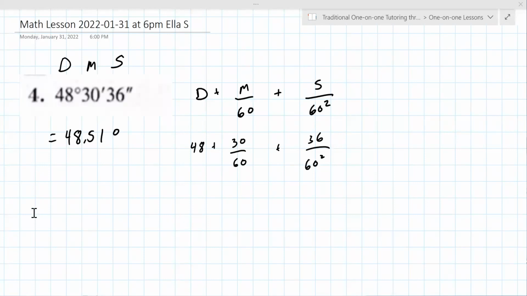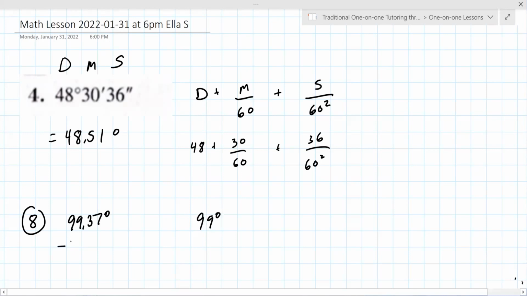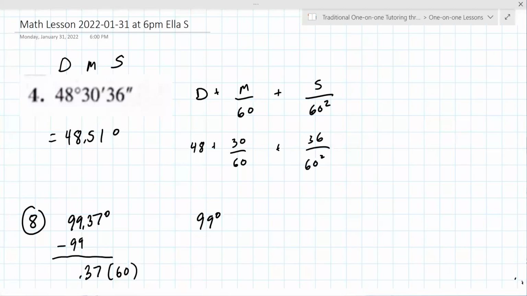So 8 is going the other direction. It's saying if I give you 99.37 degrees, we're going to convert this to degrees, minutes, and seconds. So the degrees in this case is 99 degrees. So you subtract out the 99 and you're left over with 0.37. To get the minutes, you multiply this number by 60. So 0.37 times 60 is 22.2. And that's the 22 minutes. That's your next number in this expression here.